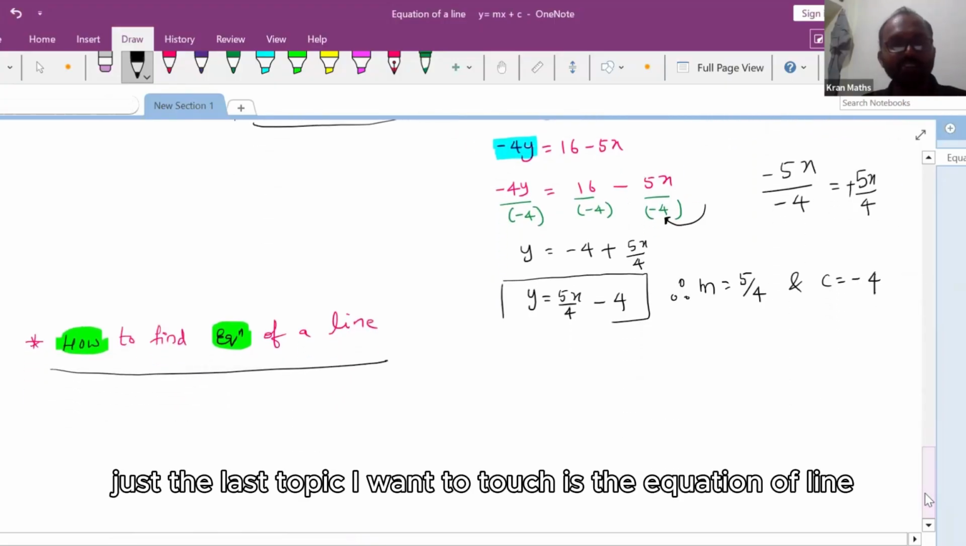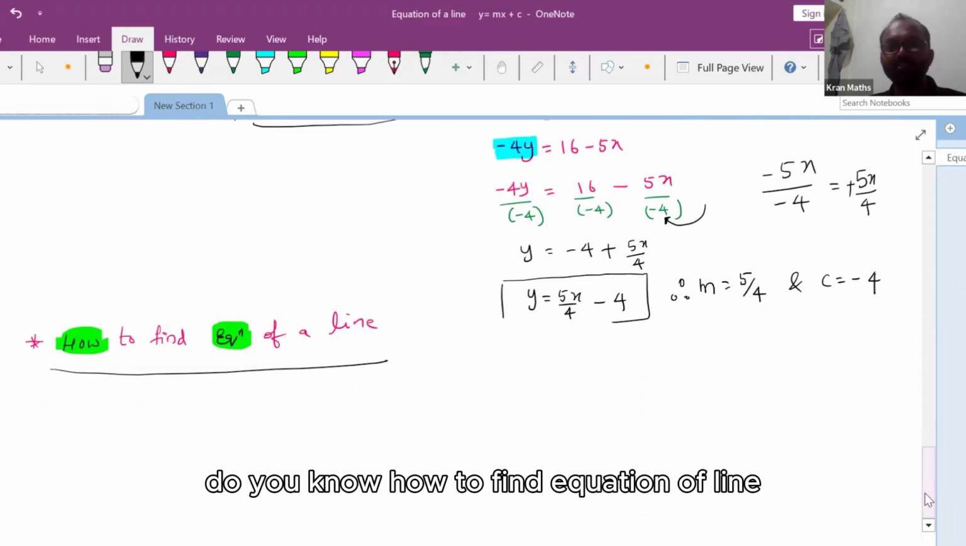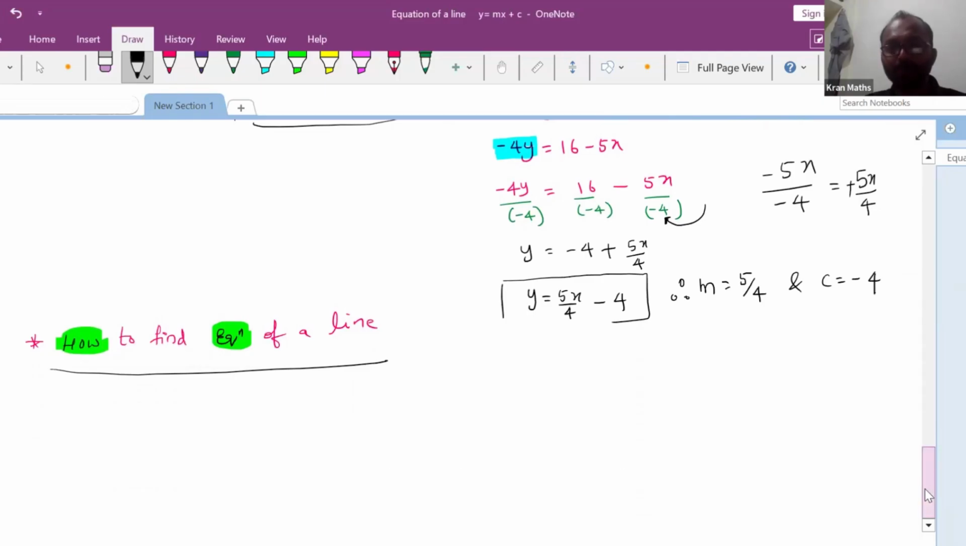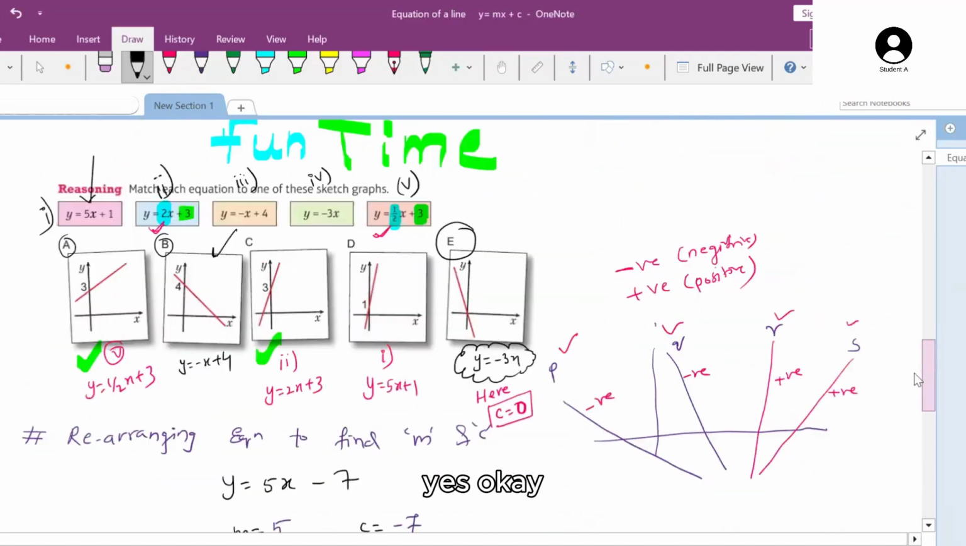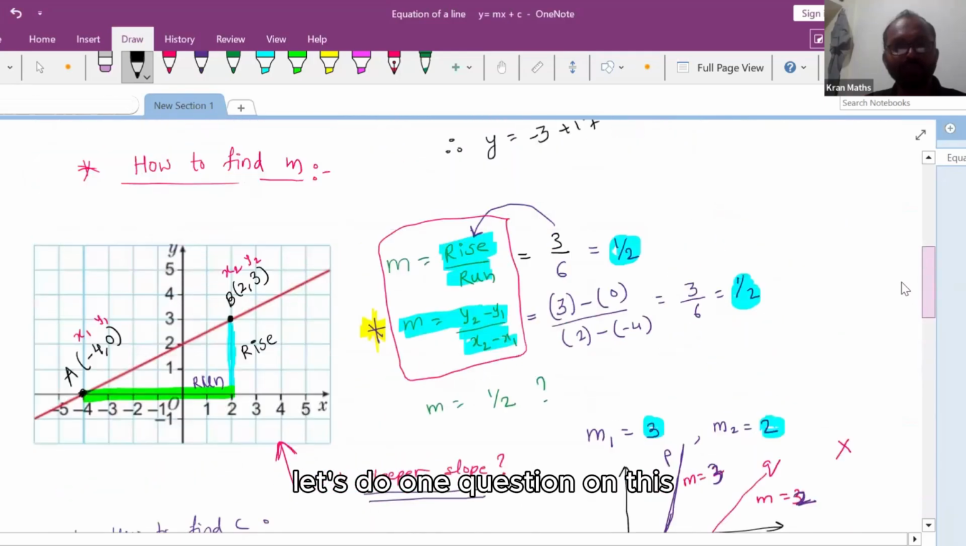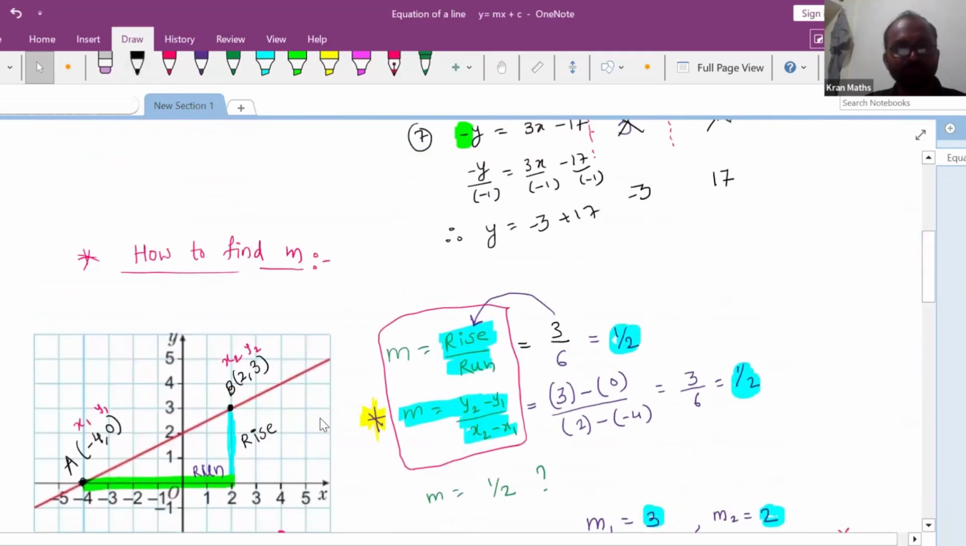Okay, now just the last topic I want to touch is the equation of line. Do you know how to find the equation of a line? Yes. Okay, let's do one question on this. Okay, I'll take help.